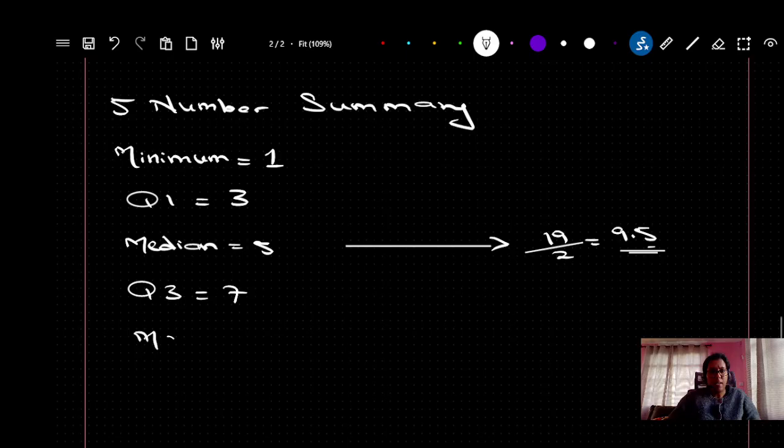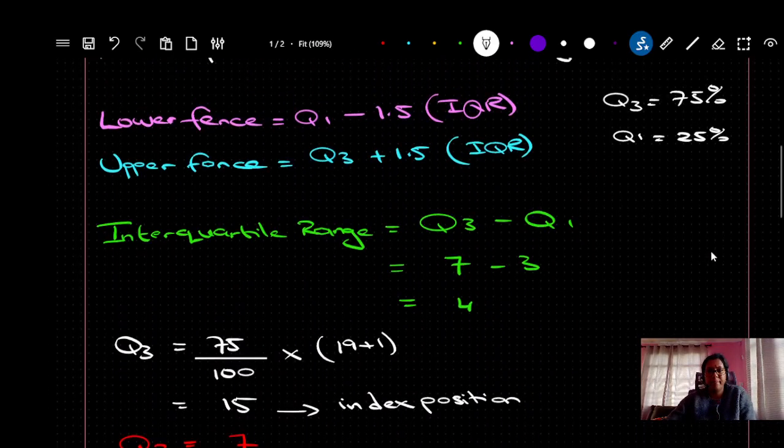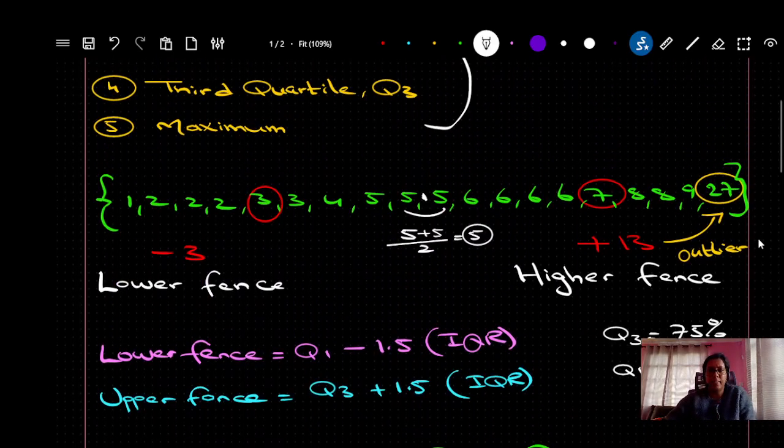And our maximum number here is, what is the maximum number? It is 9, because 27 is our outlier. So it is 9.